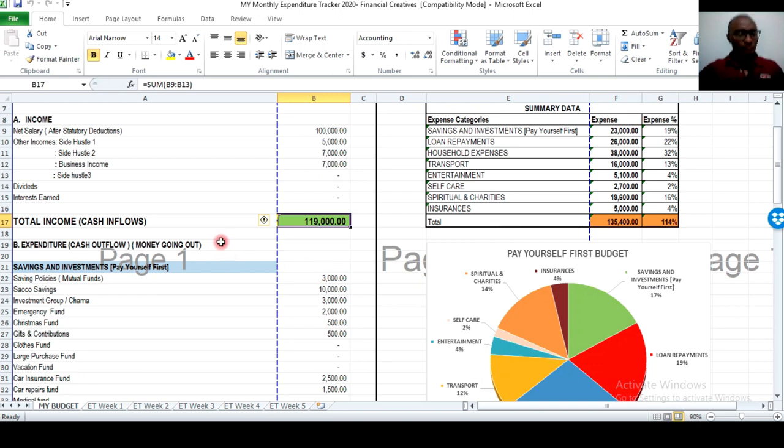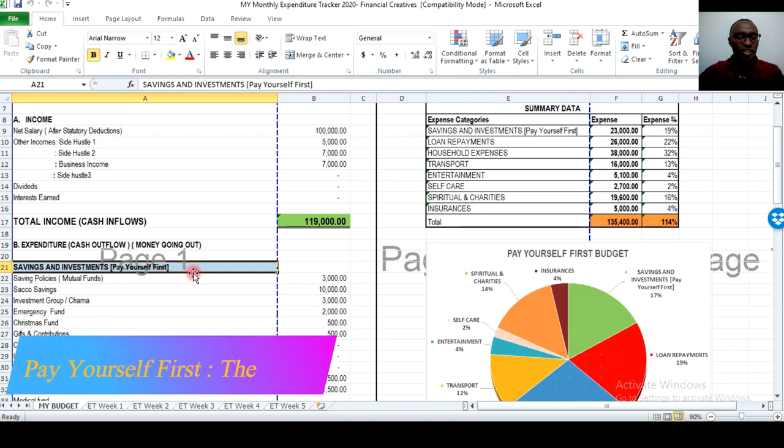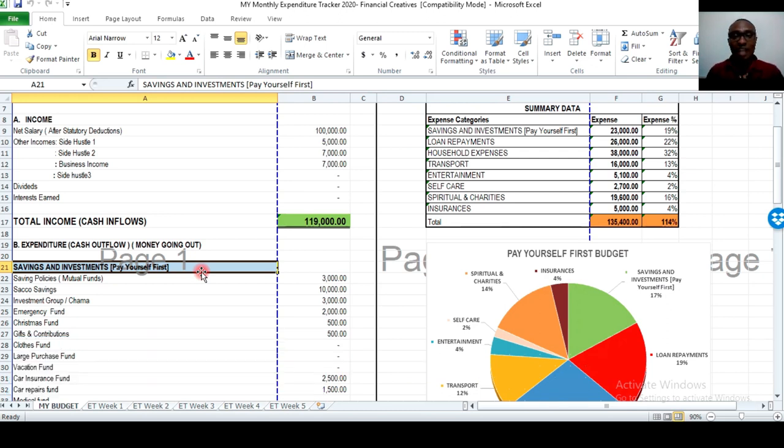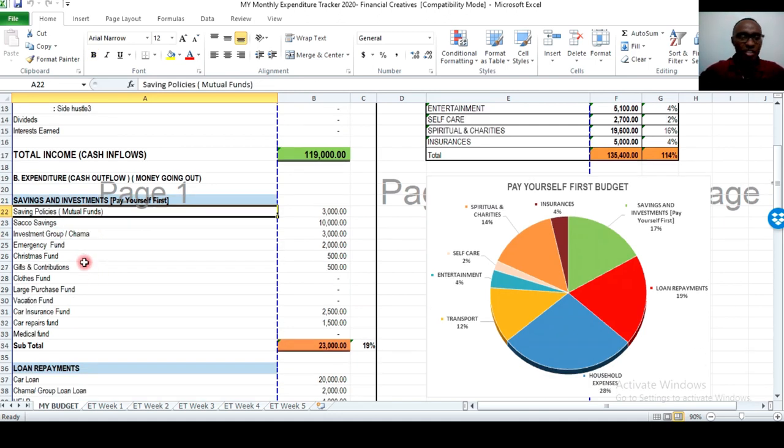Now when we go to expenditure, I have strategically indicated here, it's pay yourself first. Remember, wherever you get your money, you have to think about paying yourself first, because if you don't pay yourself first, nobody else will. You'll always incur expenditure on other things and forget what really matters to you, and that is your future. So here we have all sorts of savings, from saving policies, circle savings.